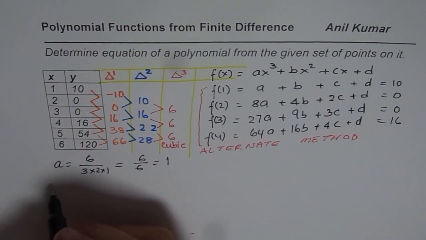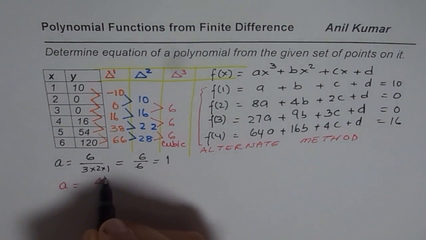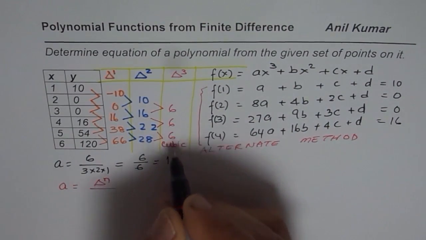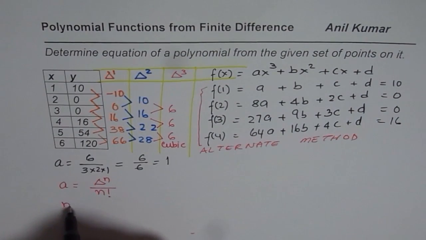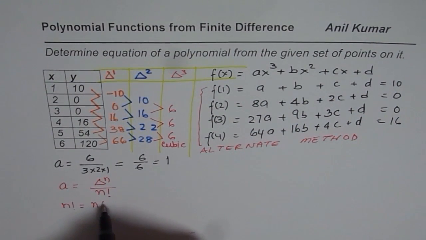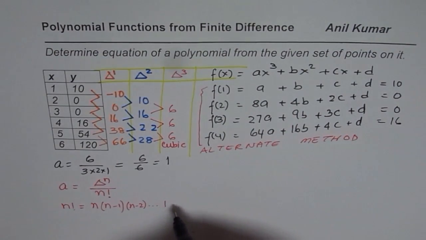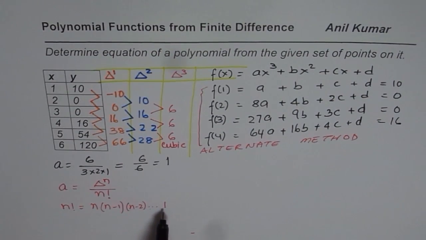So the formula basically to remember here is A equals whatever finite difference. If it is the nth finite difference, then delta, that finite difference, divided by n factorial, right? And n factorial may be a new term for some students. It is the product of n, 1 less than n, 1 more less than n, and continue this process till 1. For example, if n is 5, then it will be 5 times 4 times 3 times 2 times 1. That is what it is.